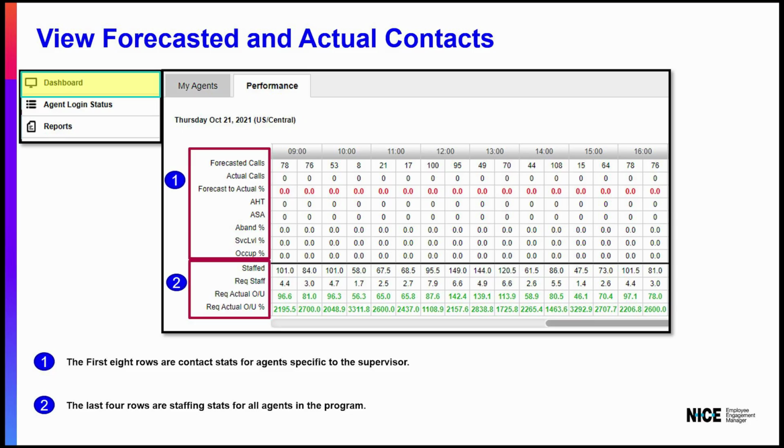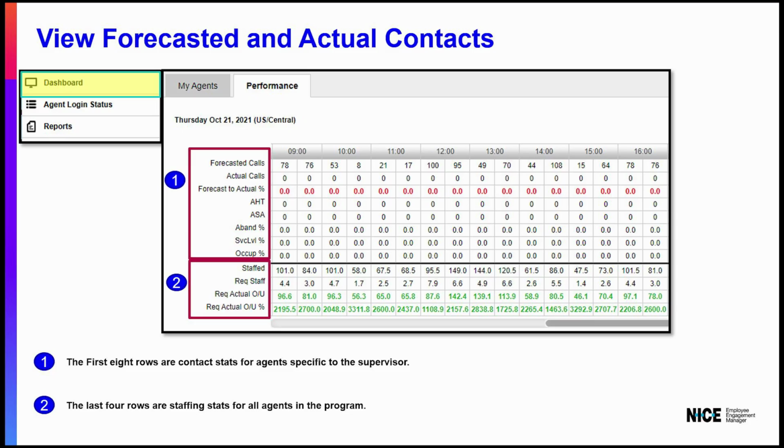Abandonment percentage, or ABAND percentage, is the percentage of contacts that ended before an agent could even answer their interaction. SVC LVL, service level percentage, is the percentage of time agents met the service level objective. OCCUP percentage is the percentage of agents scheduled to handle contacts who are actually handling contacts. This is also known as the occupancy percentage. Staffed is the number of agents that are working.